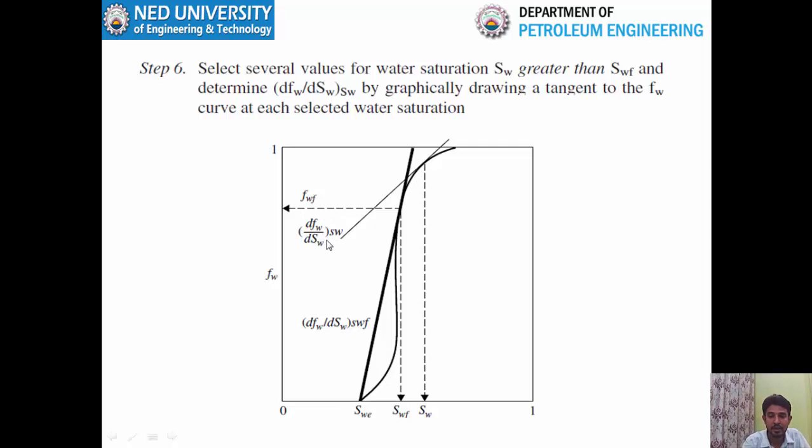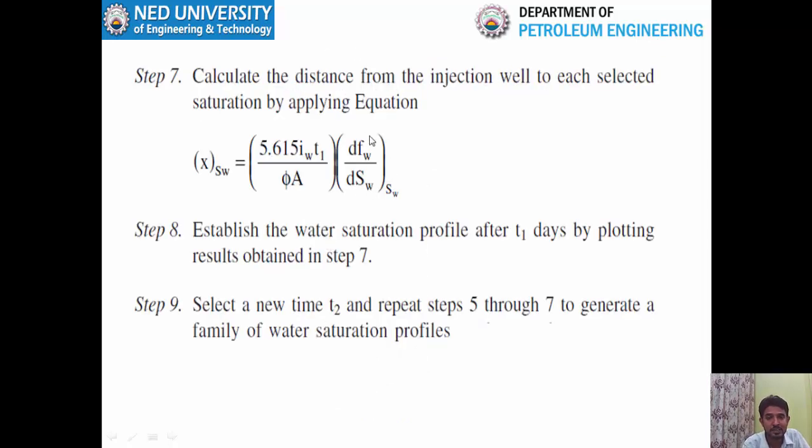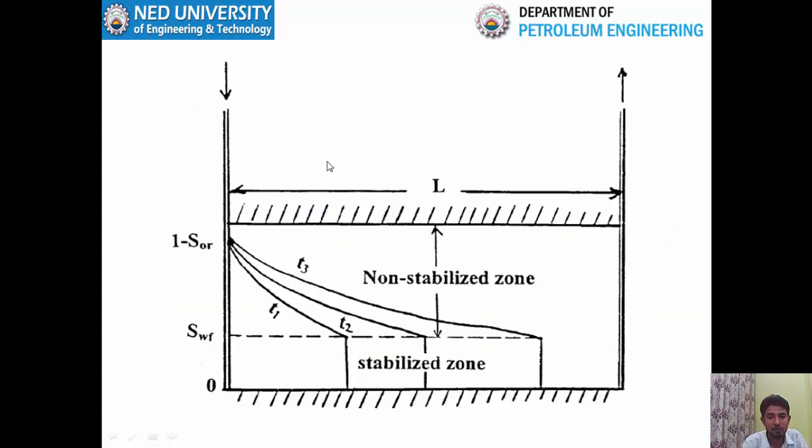So this slope will be different, and now using that slope you can calculate the position of that particular saturation, and that particular saturation will obviously be behind your waterfront. We have seen that behind your waterfront you will have higher saturation. So at the front you have the minimum saturation, that SWF, and behind the front you have different saturations.